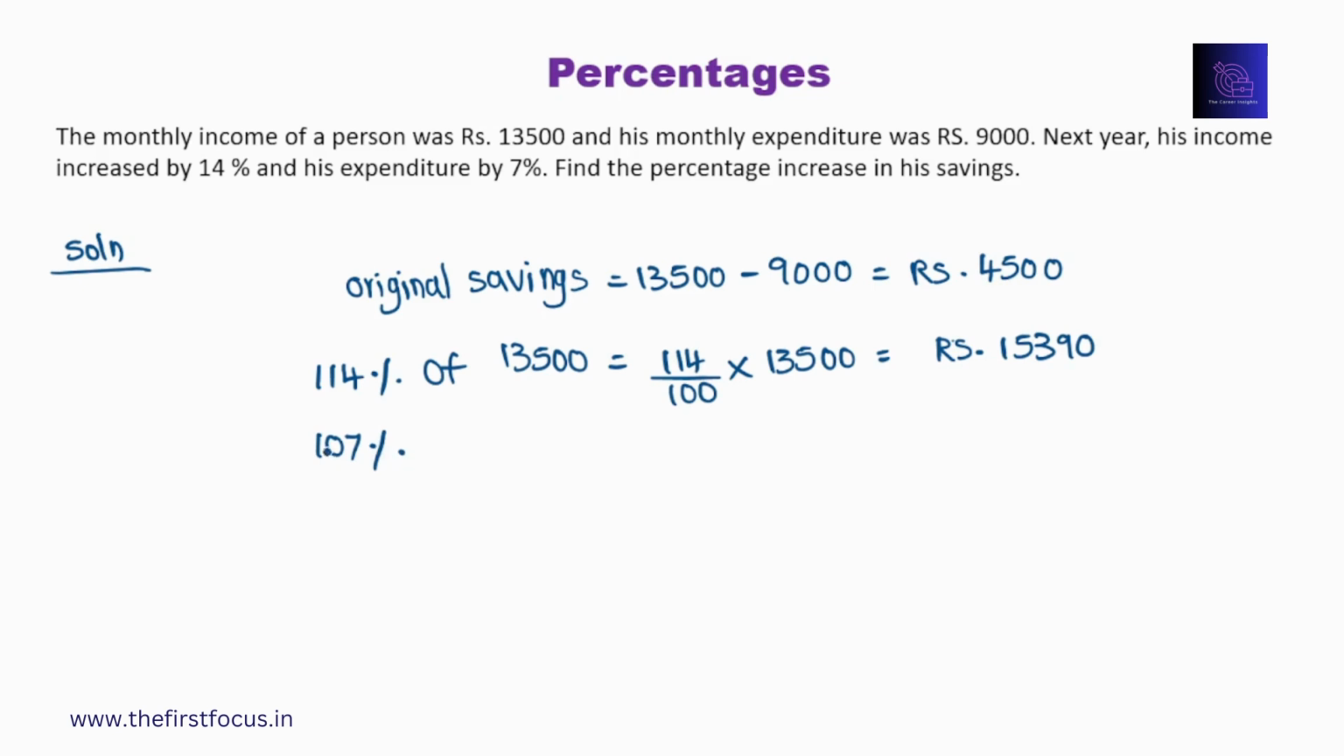Then his expenditure is increased by 7%. 100 plus 7, 107% of his expenditure, that is 9,000. 107% of 9,000 is equal to rupees 9,630.